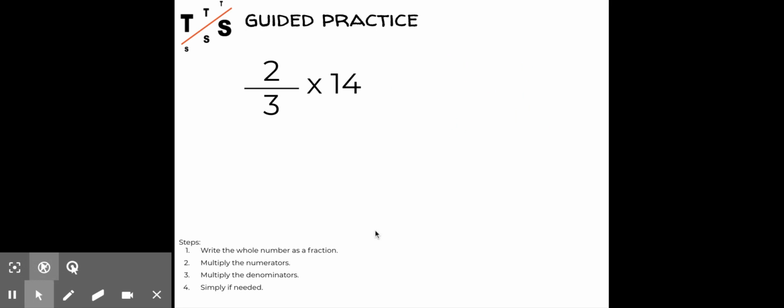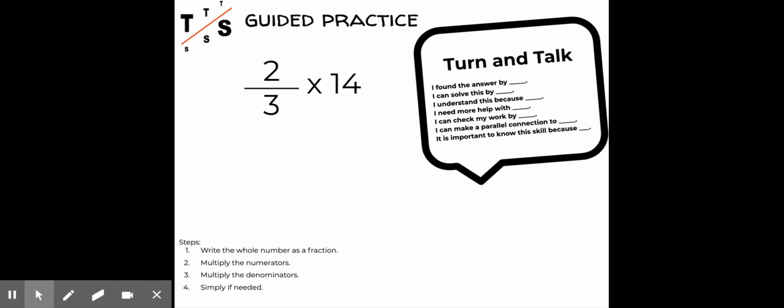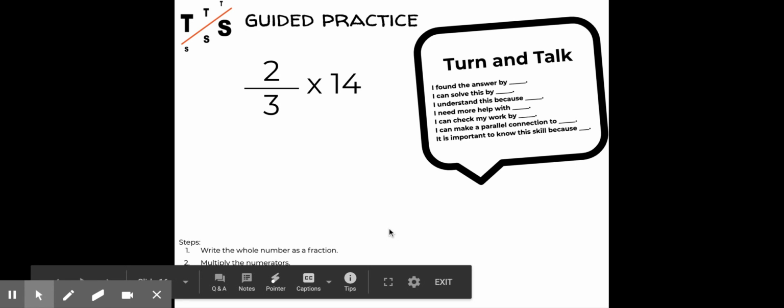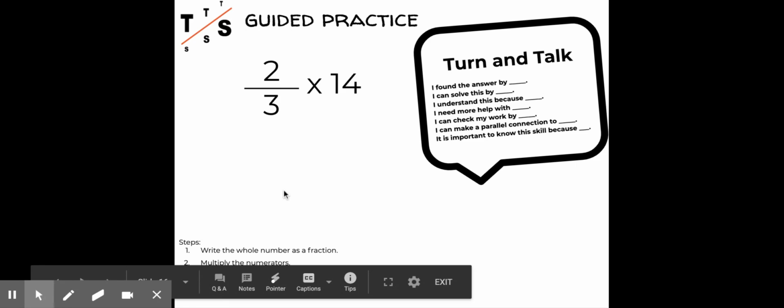Let's go into our partner talk. I would say I understand this because I changed the whole number to a fraction and I multiplied across, and I was able to get my answer, which I then simplified. I might also want to add in that I can understand this because I know I can make a model too to show the numbers.